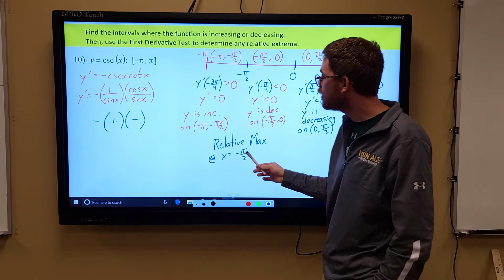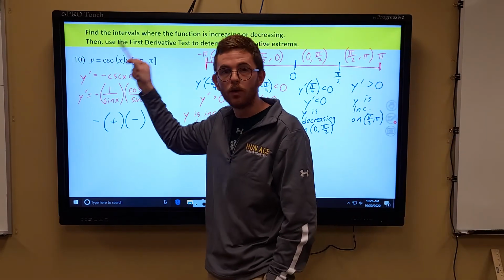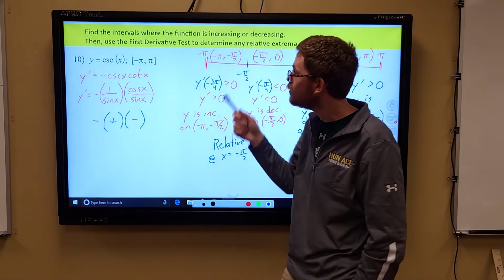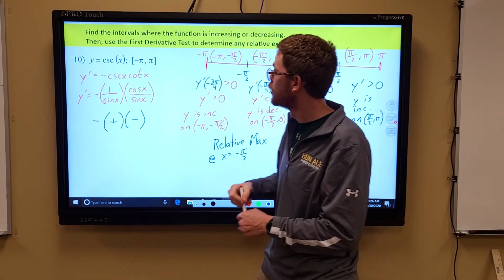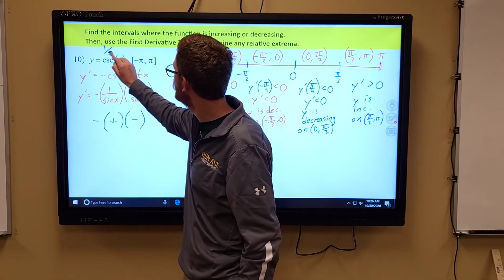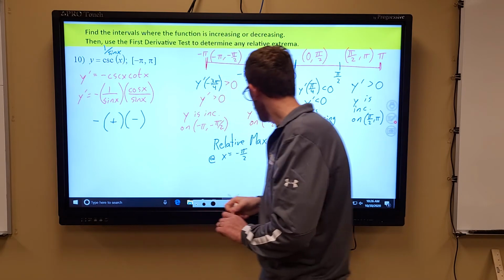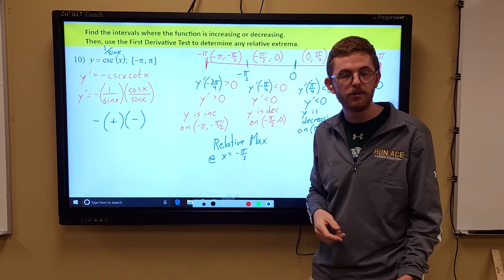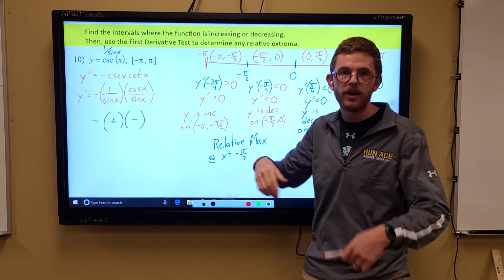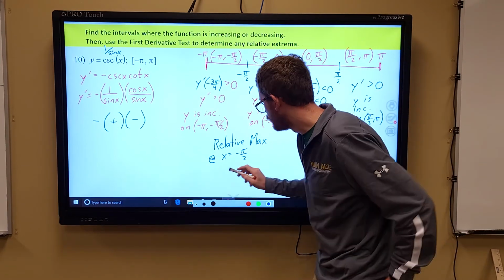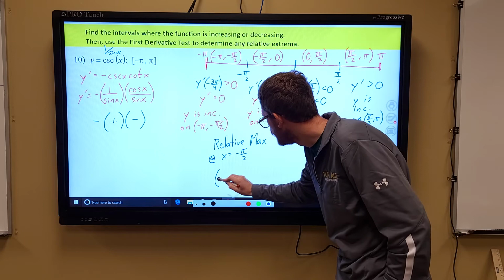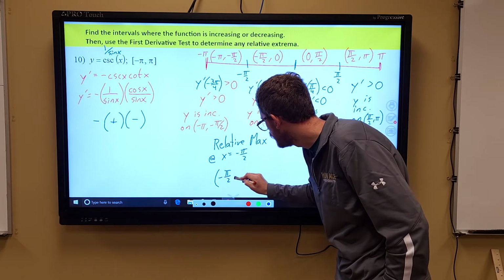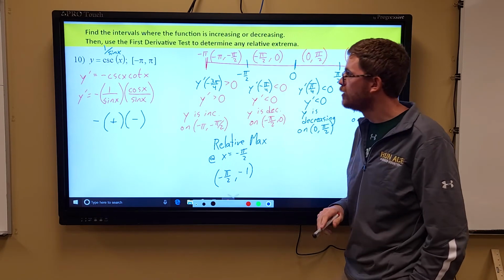If we take negative pi over 2 and we plug it back into the original function, remember cosecant is 1 over sine. Sine of negative pi over 2 is a negative 1, and so 1 divided by negative 1 is negative 1. So that point would be negative pi over 2, comma, negative 1.